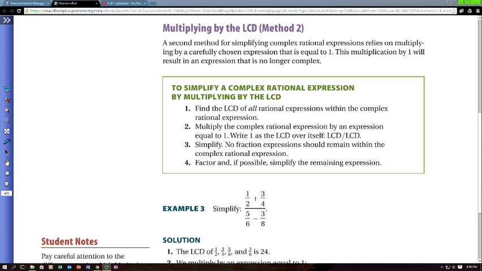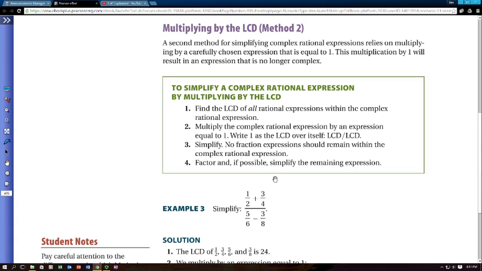So let's look at this method. To simplify a complex rational expression by multiplying by the LCD, number one, first find the LCD of all the rational expressions within the complex fraction. I'll point to this one. Where are all the fractions? Well, it's one big fraction, but also 1/2, 3/4, 5/6, and 3/8 are all the fractions. I can find the LCD for halves, 4ths, 6ths, and 8ths, and find the least common denominator that will fit all of these.